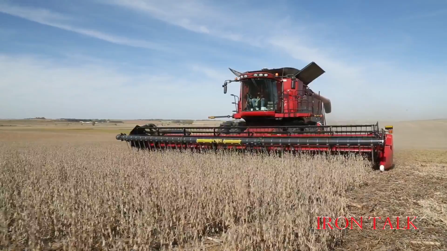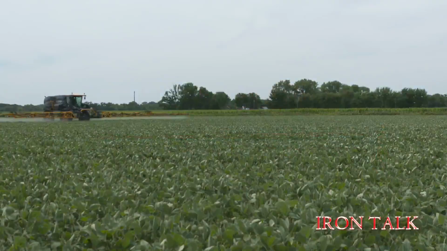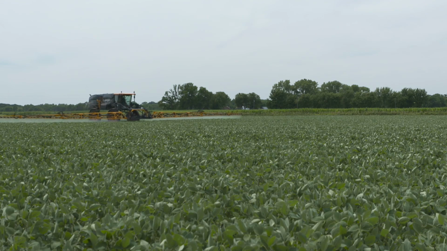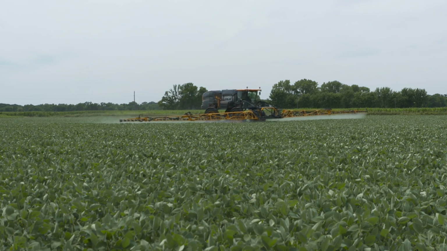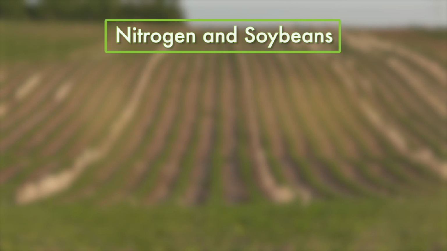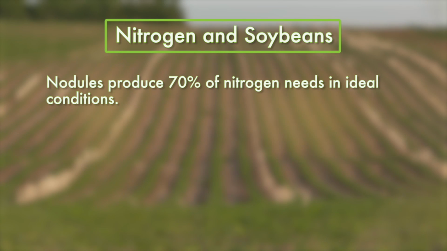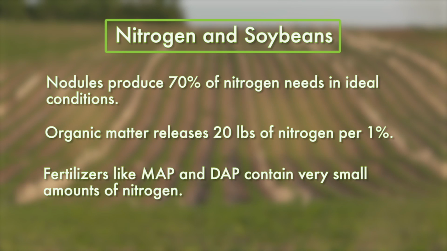If you want to boost your high-yielding soybeans to new levels, it may be nitrogen you're running short on. How to apply nitrogen in soybeans late in the year is the subject of today's Iron Talk. First of all, why would you apply nitrogen? Here are a few givens. Soybean nodules in ideal soil and weather conditions can only produce up to about 70% of the nitrogen needs. Organic matter can release 20 pounds of nitrogen per 1%, and fertilizer sources like MAP and DAP that are often used in soybeans really don't contain that much nitrogen.